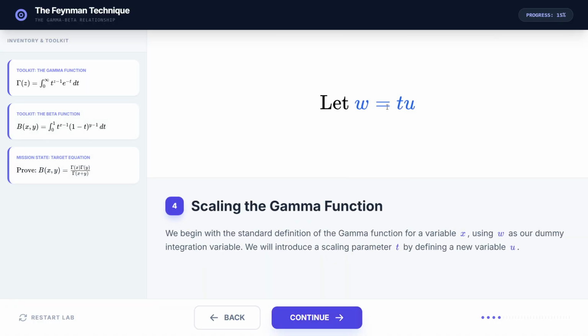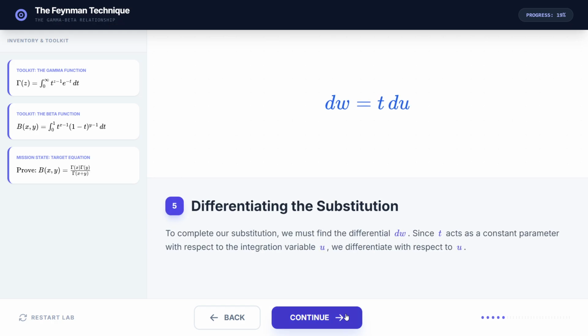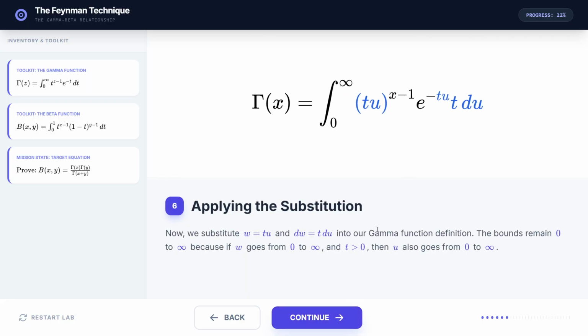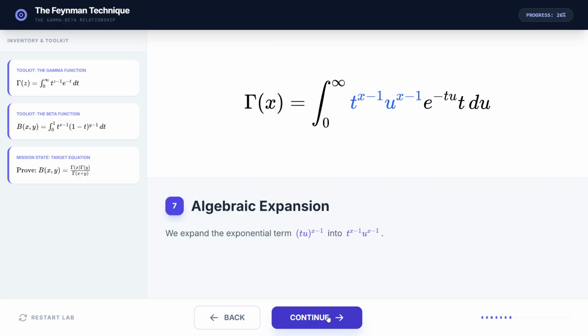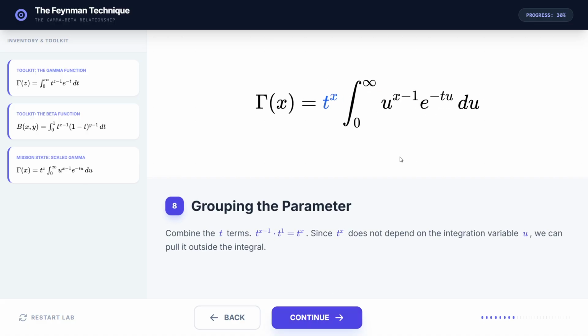All right, so to start, what we're going to do is we're going to let w equal tu in our gamma function definition. That means dw is t du, and if we plug that back in, now we have a different version of our gamma of x. So gamma of x is now equal to this. Well, if we expand the exponential terms, we get this. All right, so now gamma of x is now equal to this. All right, and we combine the exponentials and bring out the things that don't depend on u. So now we have this.